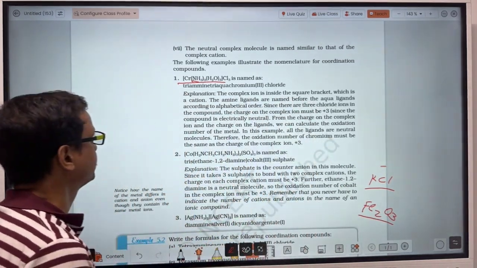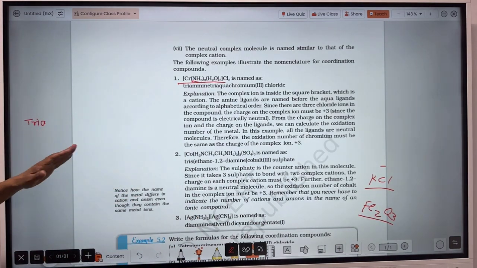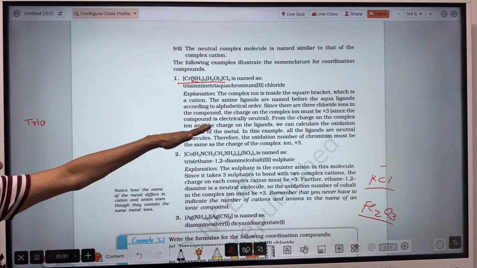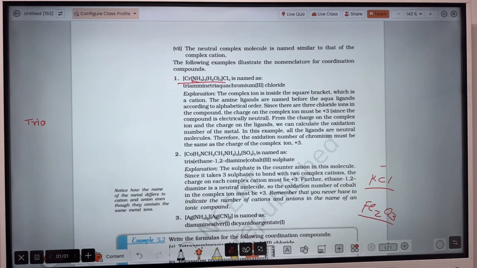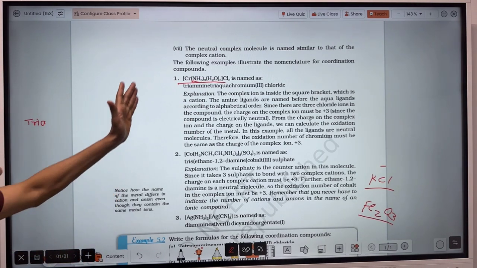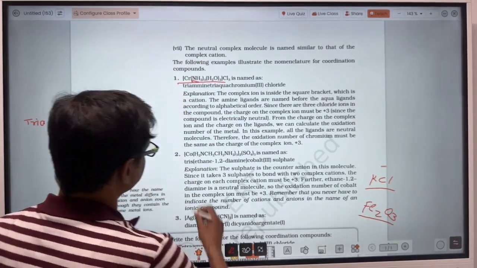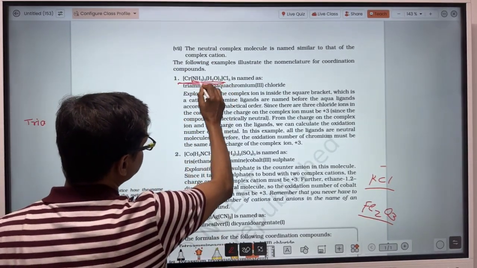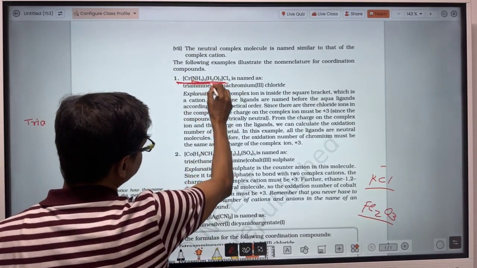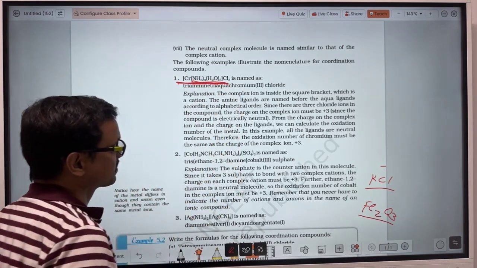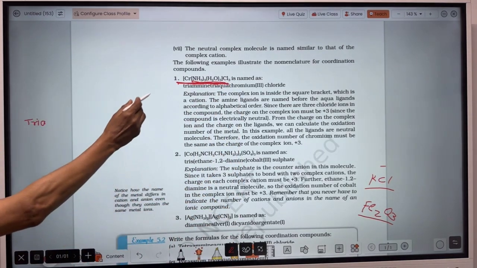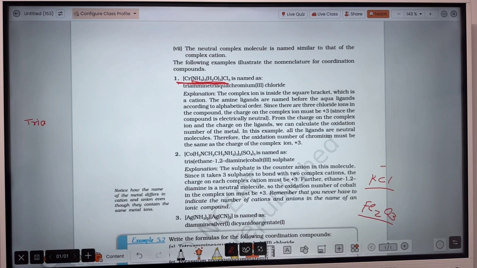So in the same way here, there will be no gap between the names of the ligands, as well as between the name of the ligand and the central atom. But a gap will be between the name of the cation and the anion. The cation is this coordination sphere, so that's why firstly we are writing the name of the coordination sphere. And here 3 ammonia are present, so that's why we write triammine.